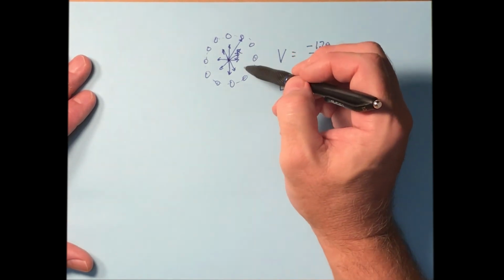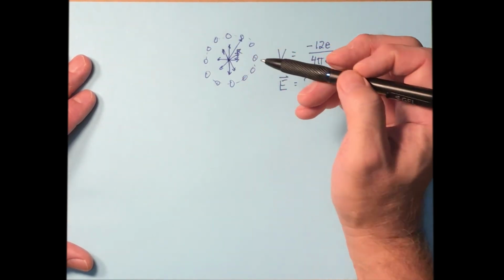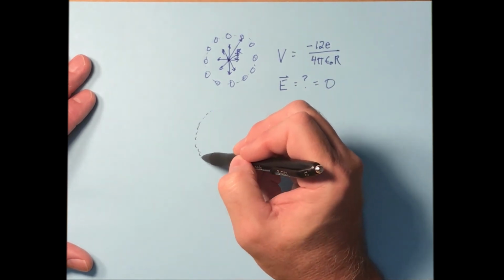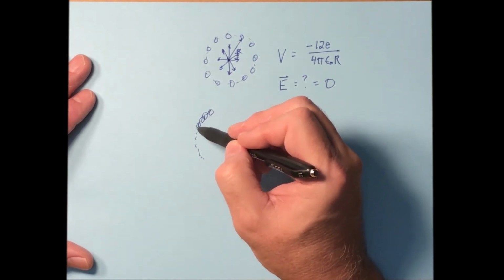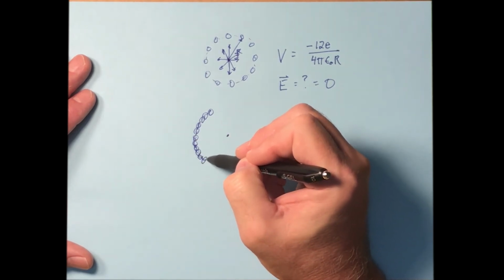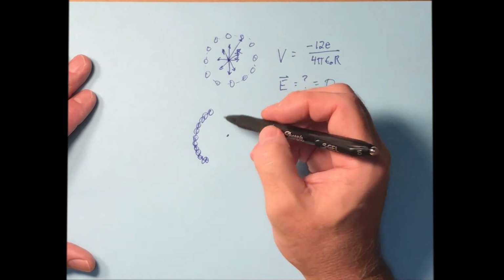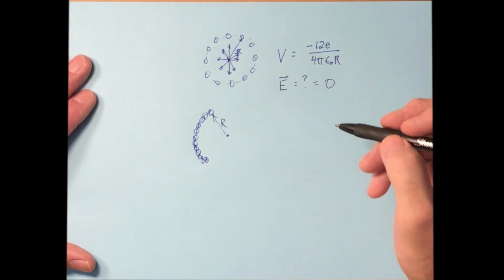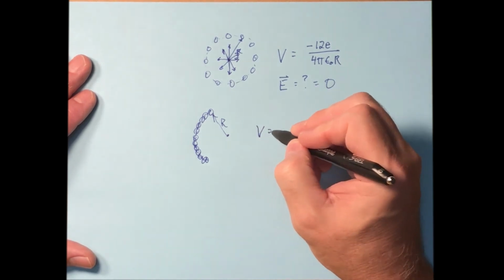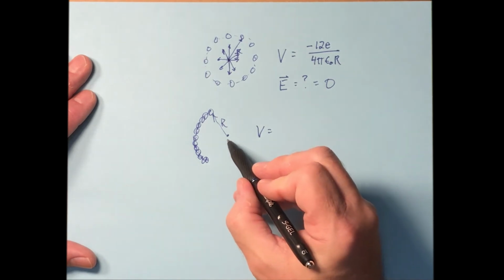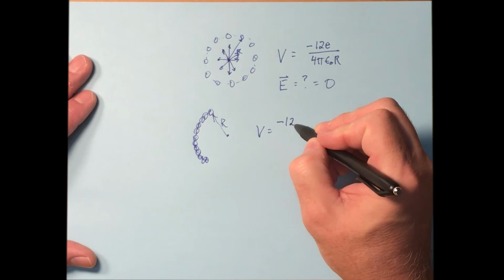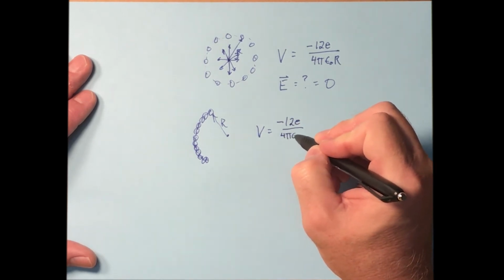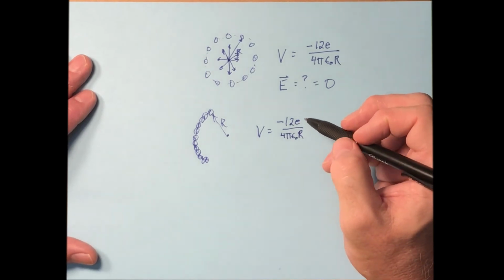All right, let's change this problem up just a little bit. Let's say that I take all of these 12 electrons and I put them all over here on one side of the circle. There's still the point, that's still the center. But now I've got my 12 electrons over here, and they are still a distance R away. So what is the potential at this point now? Well, since we still have 12 electrons, and they are all still a distance R away, the potential is still minus 12e over 4 pi epsilon naught R. It's still the same.